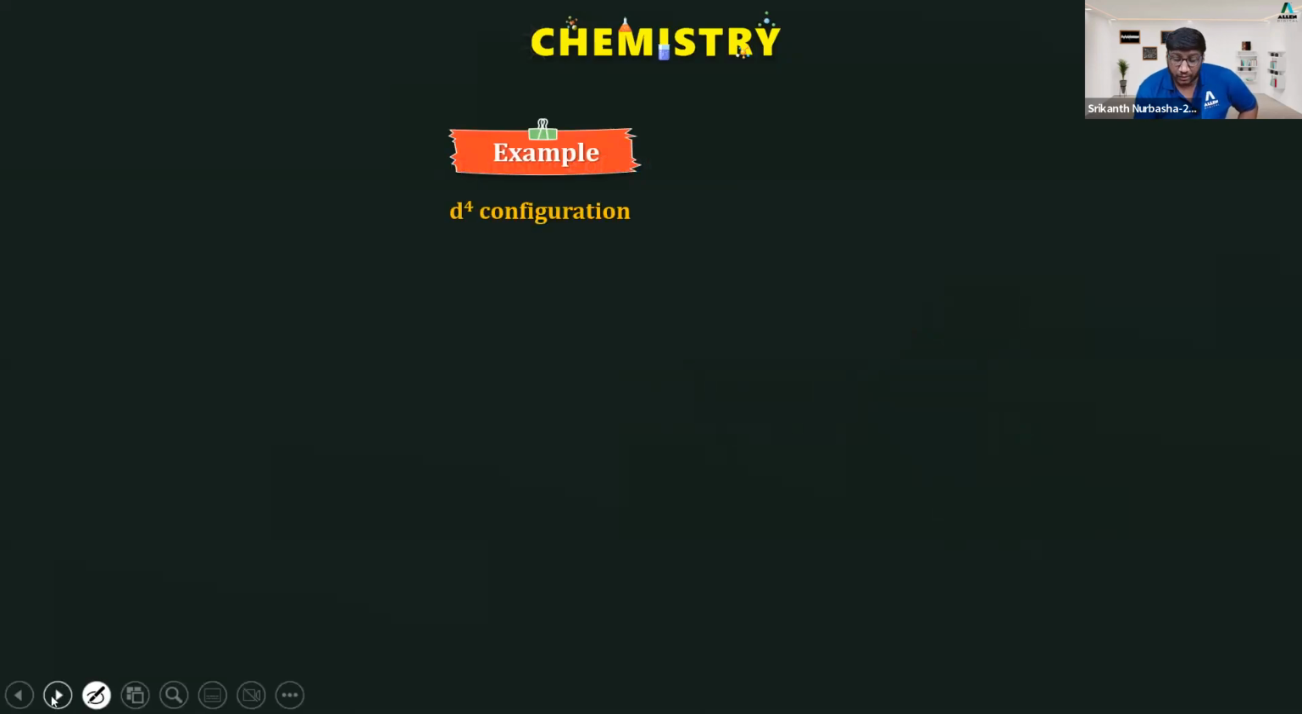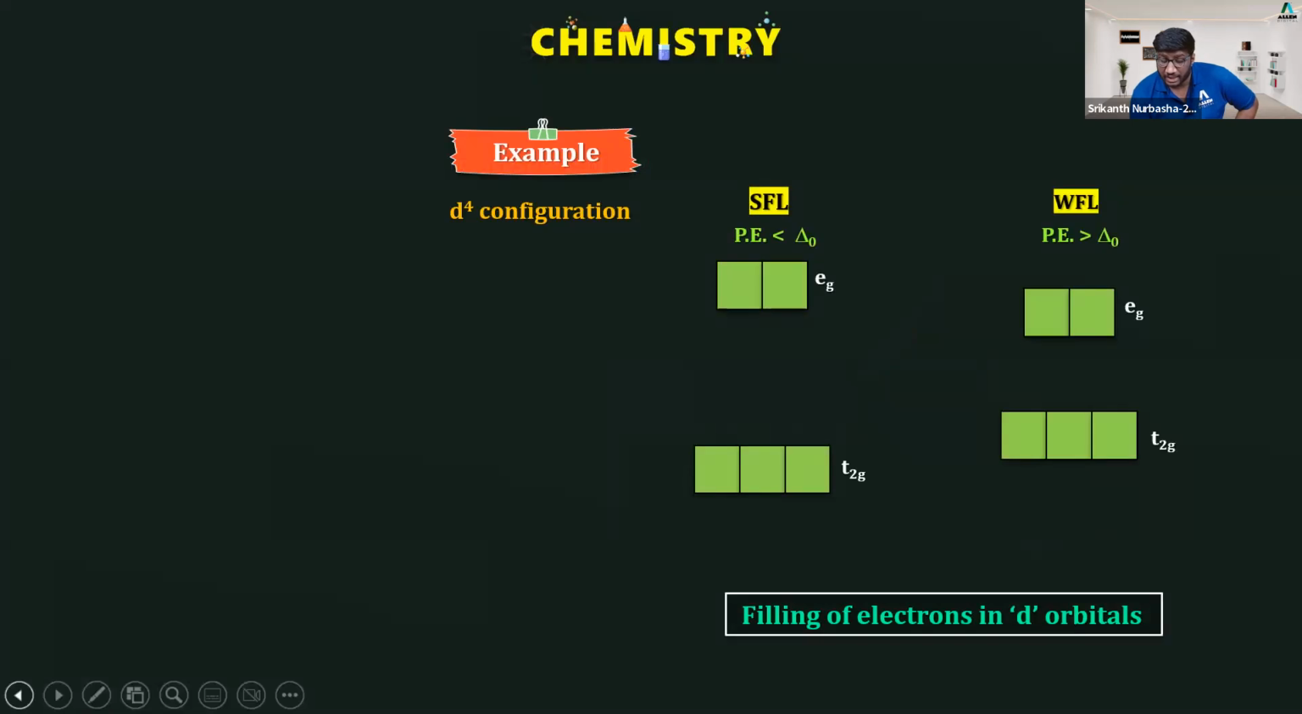Try to write the D4 configuration, for strong field ligand and weak field ligand. In the strong field ligand, what happened to D4? The first electron goes into T2G, obviously no choice. The second electron also goes into T2G in a different d orbital without pairing. The third electron same again in the T2G without pairing. The fourth electron pairs up. Yes or no? The fourth electron is going to pair up in the presence of strong field ligand. Why? Because this delta naught is higher.